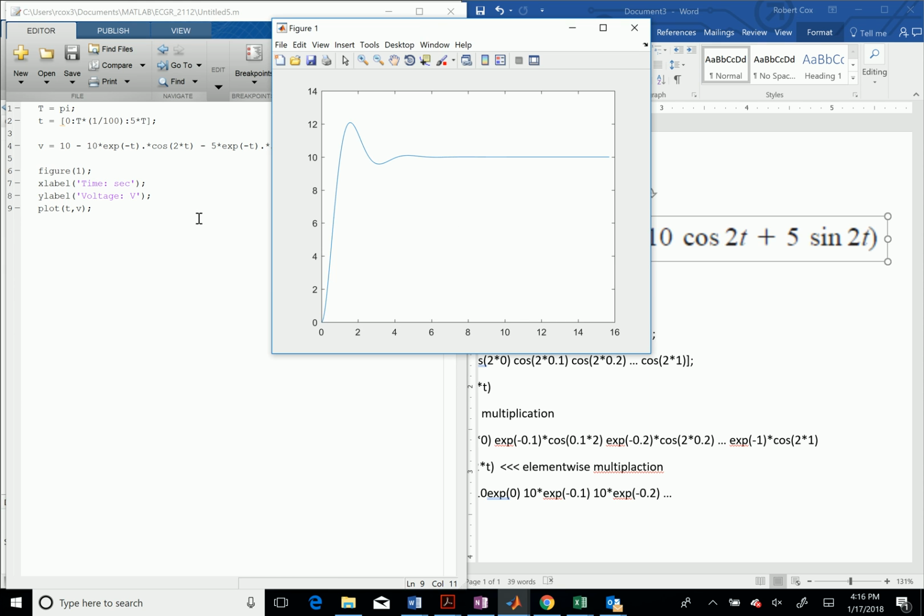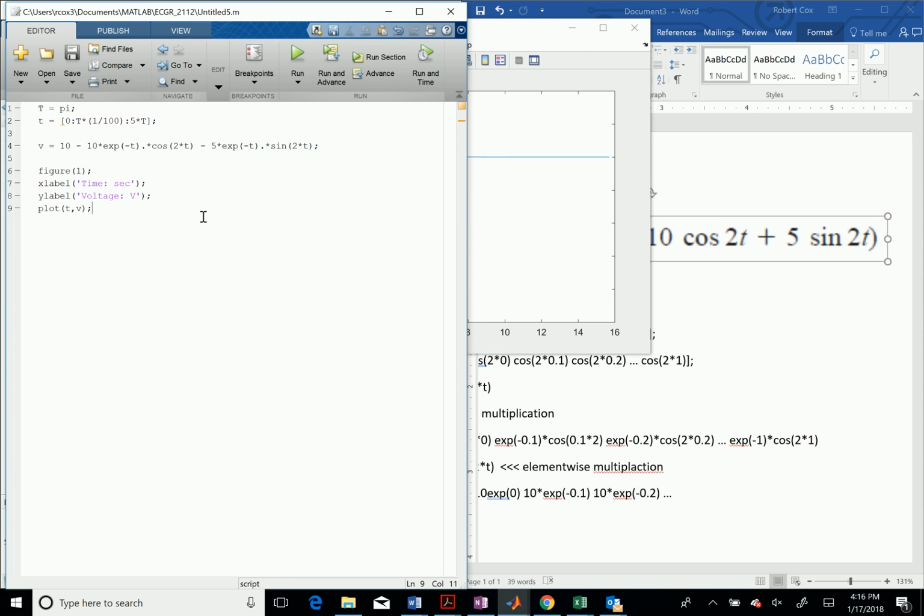So this looks like an underdamped response, just like we would expect it to look. Now, if I had an overdamped response, that would be a lot easier. Let's just make this up. I'm going to call this V2. I'm just going to do 10 times exp minus t, and minus 5 times exp of minus 2 times t. If it's overdamped, it has to have 2 distinct and real roots.